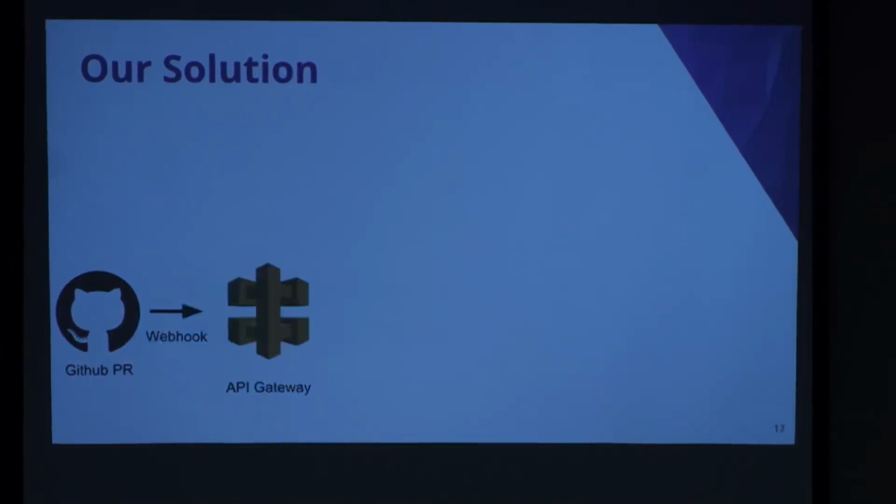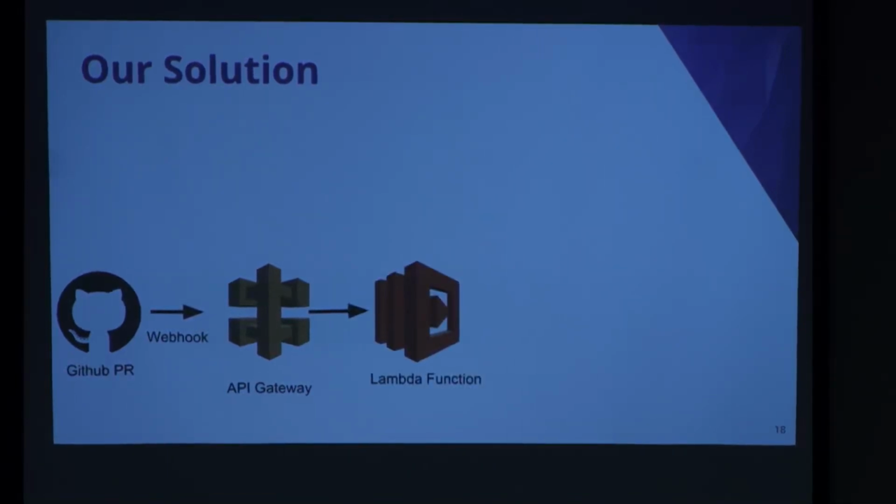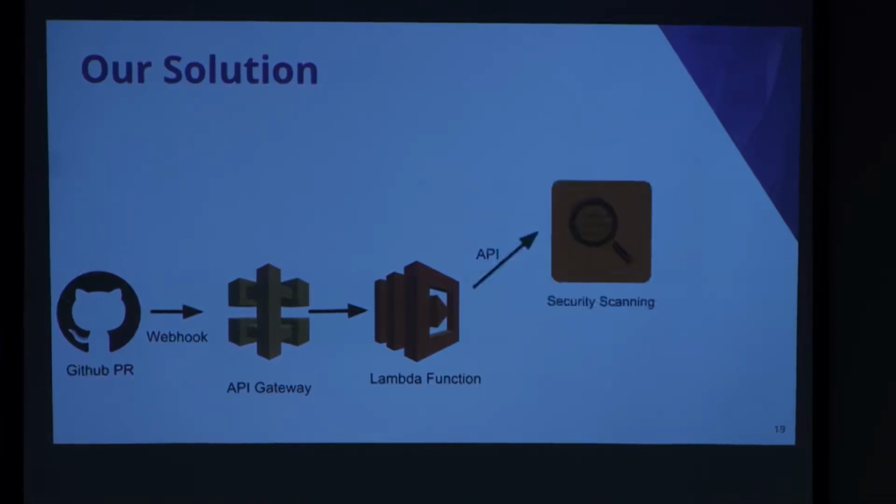So our solution. This was the first take at it. We wanted a pull request to come in, and we wanted to subscribe to the webhooks for pull requests, and pass them to the Amazon API Gateway that would then fire a Lambda function. That Lambda function was going to do a couple of things. It was going to make an API call to the security scanning tool that we were using. This is once again the plugin.